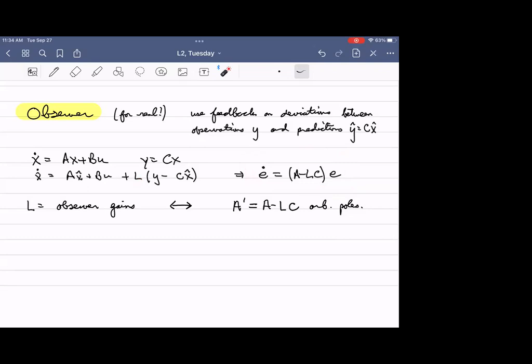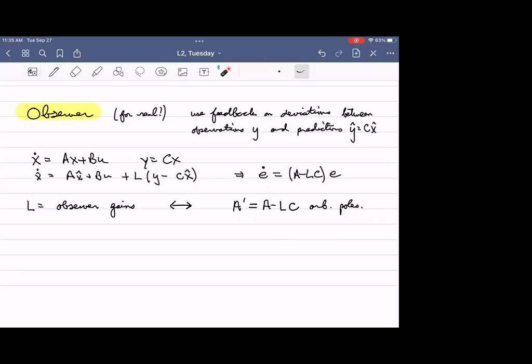for a single observable, L would be a column vector of gains. And so we again have N observer gains to tune to make the eigenvalues of A prime whatever we like. So now we can, in principle, make the convergence of the observer as fast as we like. In practice, again, I'm leaving out part of the story.